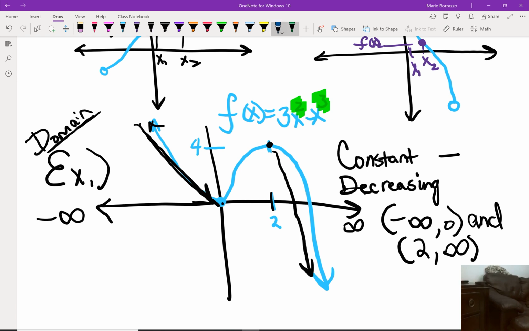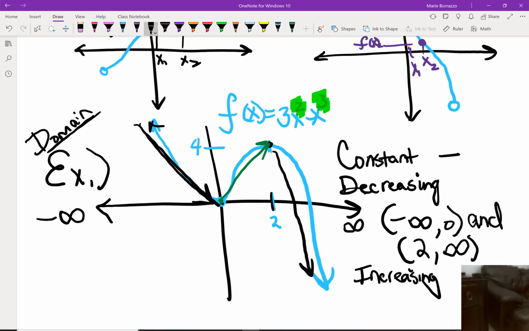Now this function is increasing from 0 up to 2. So when we talk about increasing, as to where the function is increasing, again, I'm focusing on the x values only. Think x values. Again, I'm increasing left to right from x is 0 to x is 2. Notice that I keep saying x, x, x. It's all about x.